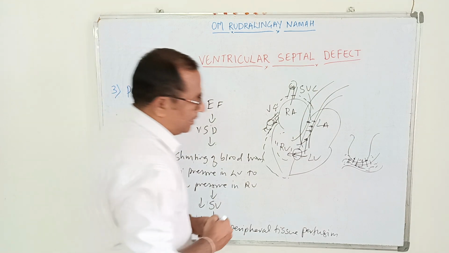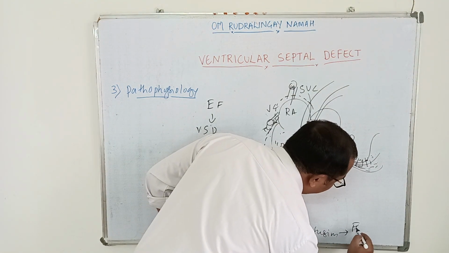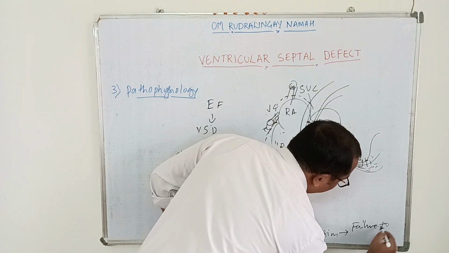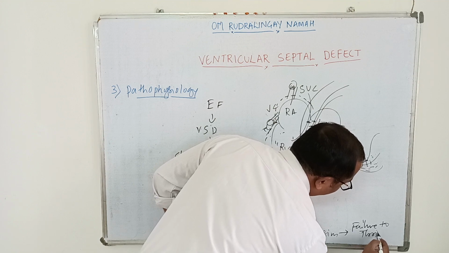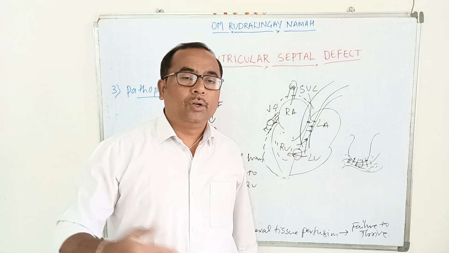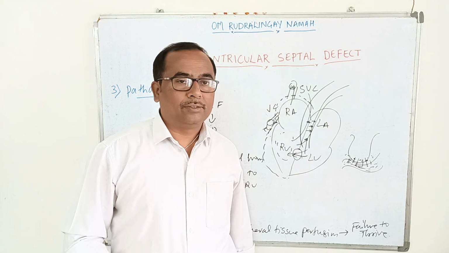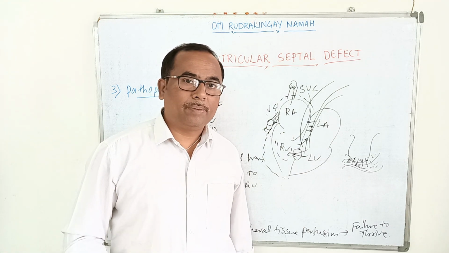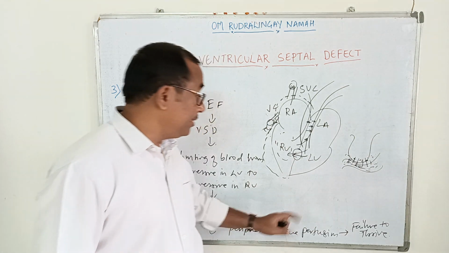Failure to thrive means the child will not achieve optimum height and weight during its developmental milestone. During the development of the child, it will not achieve optimum height and weight. So that is known as failure to thrive.